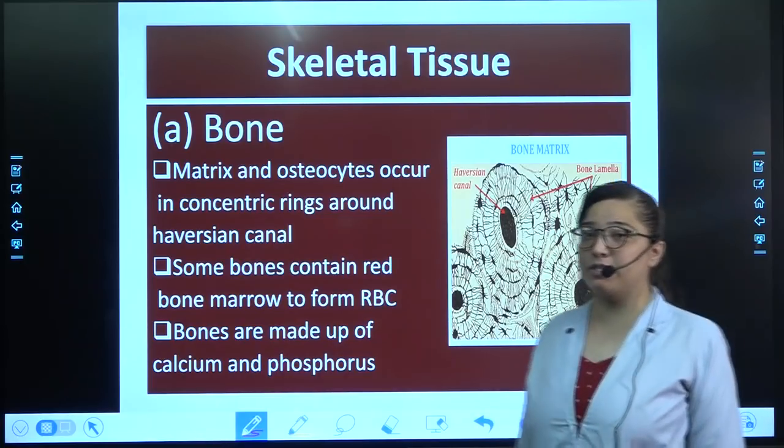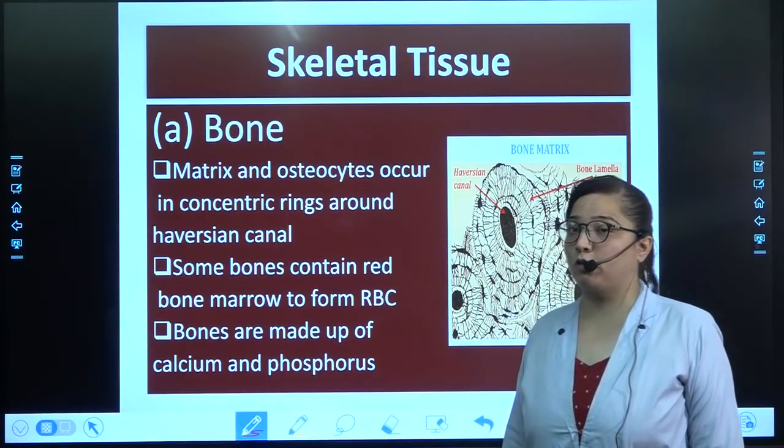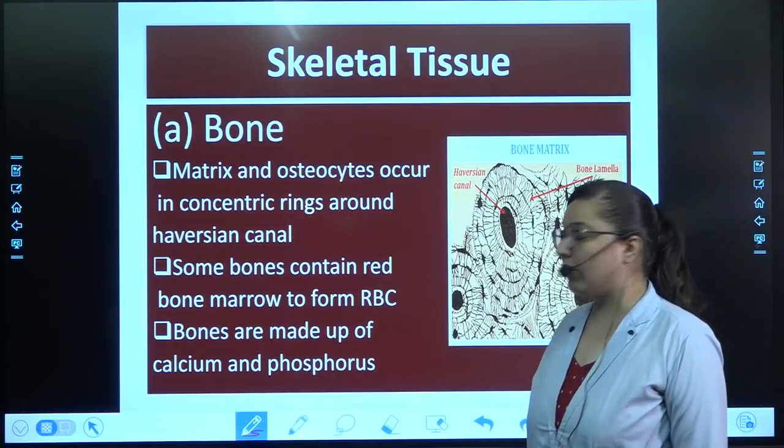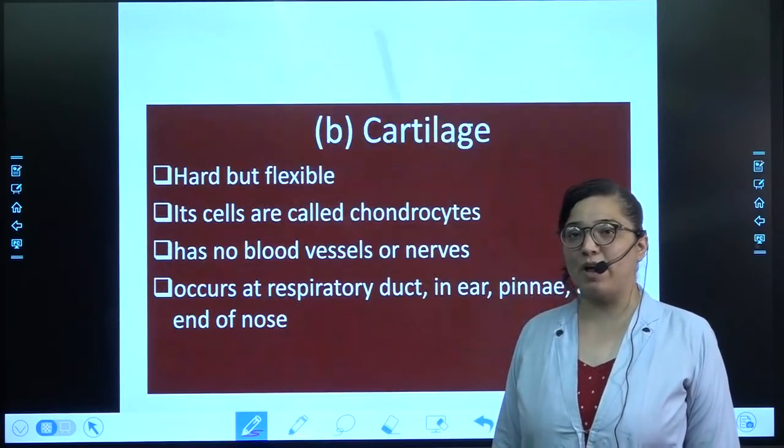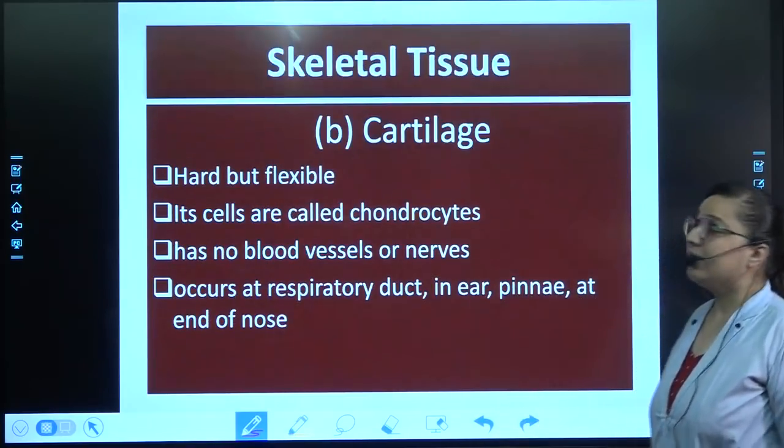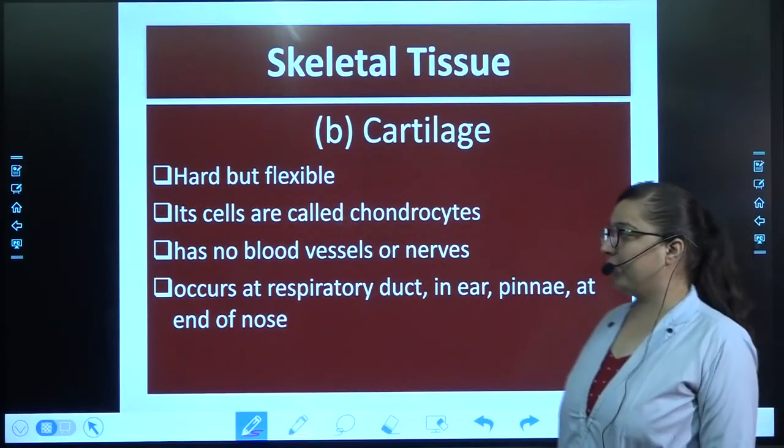Sometimes they contain red bone marrow for the formation of RBCs. And what are the bones made up of? Calcium and phosphorus. Then comes cartilage, hard but flexible.